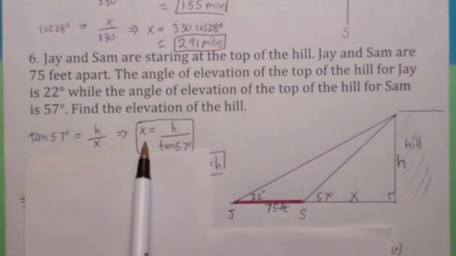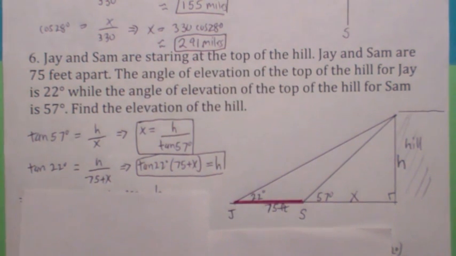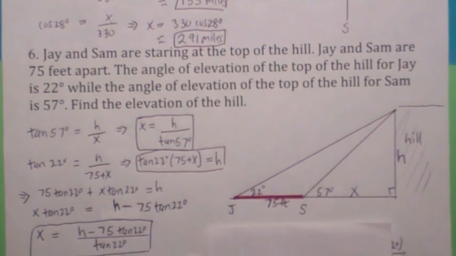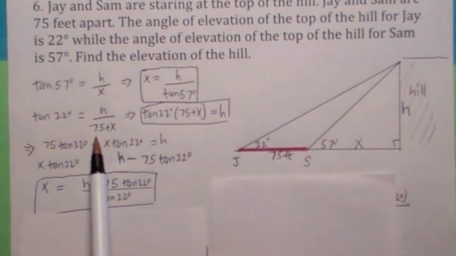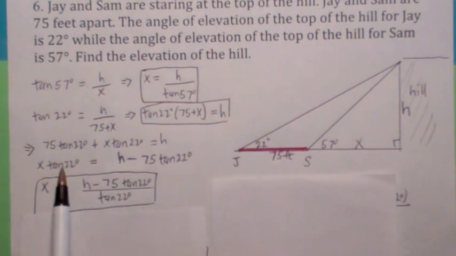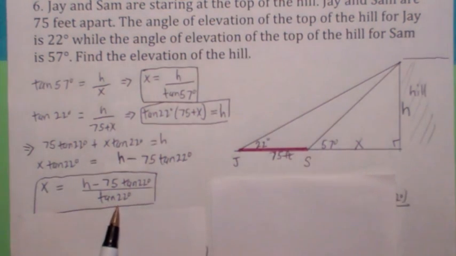So if you solve this for x, you get this. The tangent of 22, however, is h over this whole distance, which becomes 75 plus x. I cross multiply, and then I'm going to solve this for x also. You see, it's kind of a bit of work here. Tangent 22 is h over 75 plus x. You cross multiply this out, get the term that has x by itself, and divide by tangent 22.